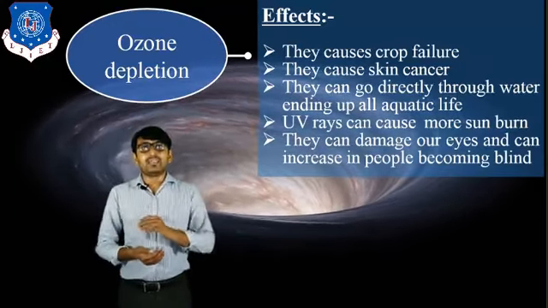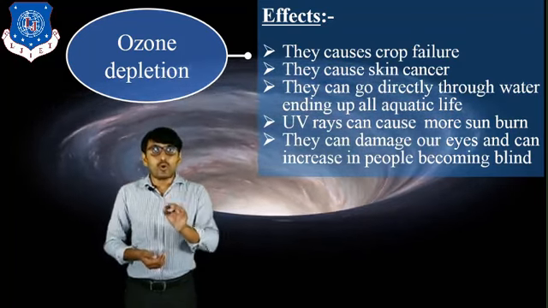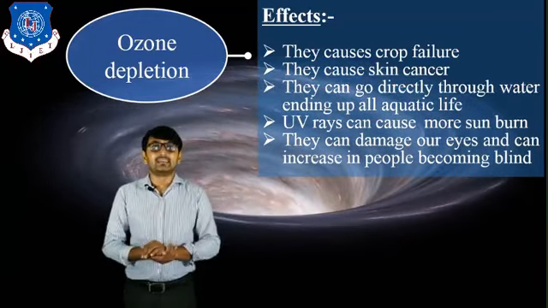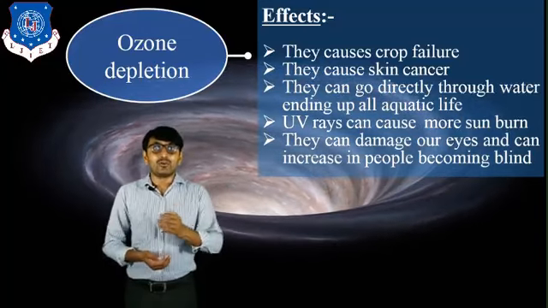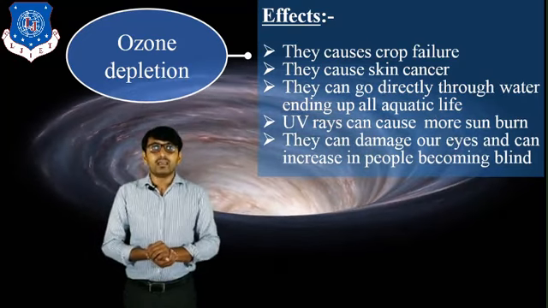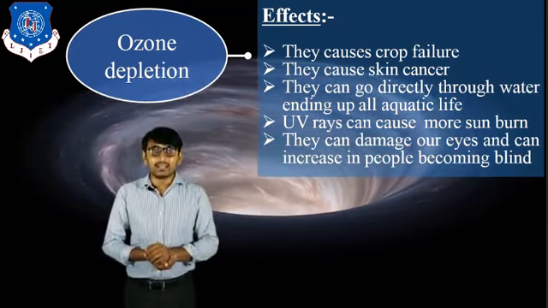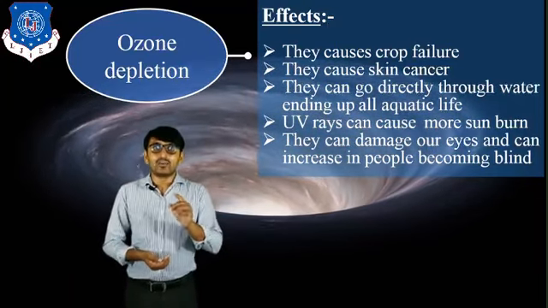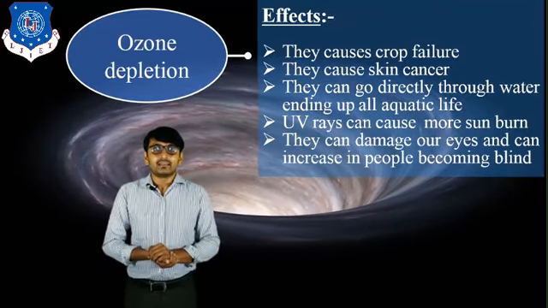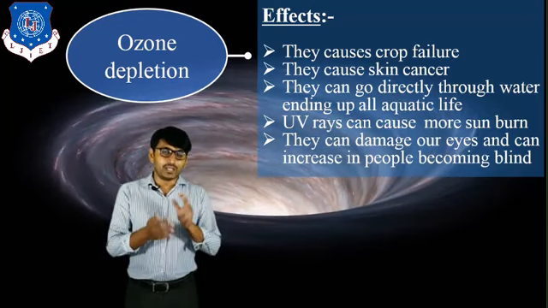Now there are some effects of ozone depletion. They cause crop failure. Second, they cause skin cancer. Third, they can go directly through water, ending up harming all aquatic life. Fourth, UV rays, that is ultraviolet rays, can cause more sunburn. And fifth, they can damage our eyes. So these are some effects of ozone depletion.